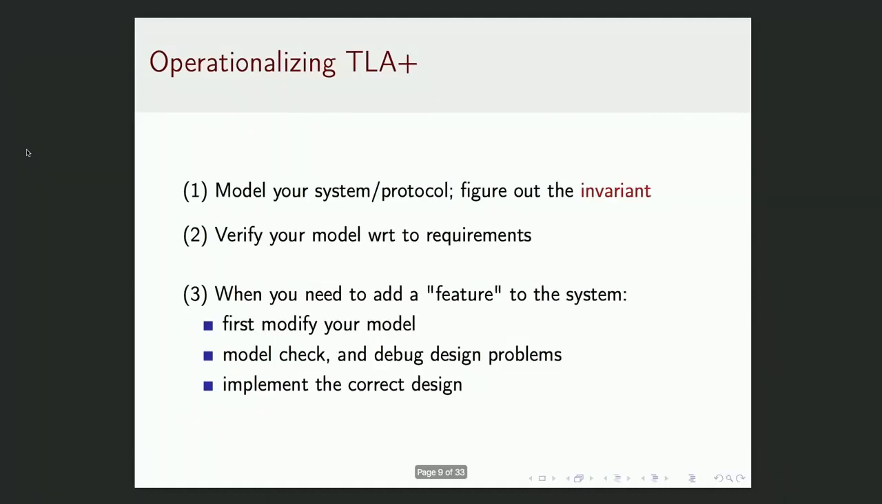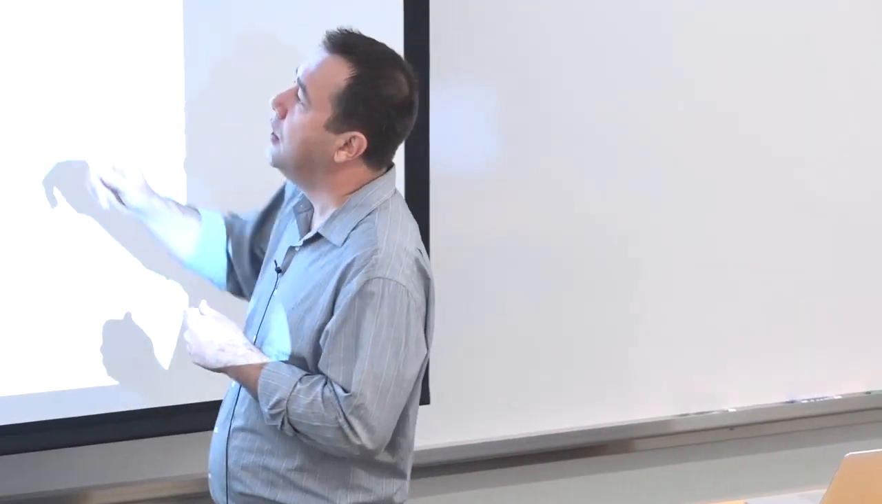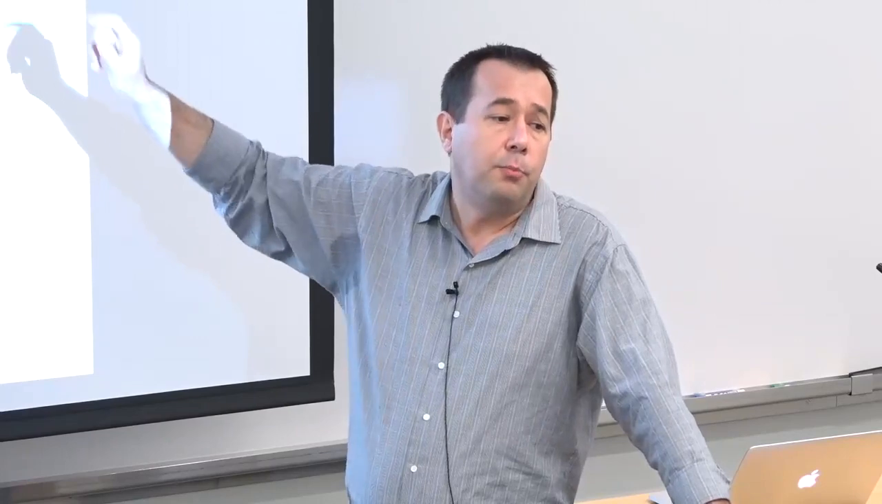Okay, having talked about invariants, I want to take some time to talk about operationalizing TLA Plus. So when you have your system, you try to figure out an invariant. You play a game with the TLA Plus framework. You suggest some invariants. You suggest a model for your system. The TLA Plus model checker exhaustively tests it and says, well, your invariant breaks for this counterexample. Then you go back and say, okay, maybe the protocol should be slightly modified like this. Or maybe I should modify my invariant like this.